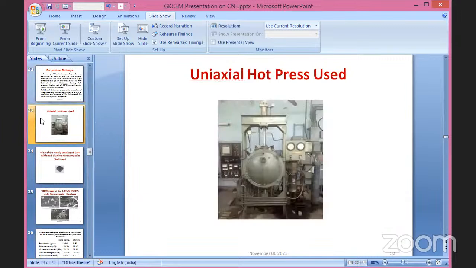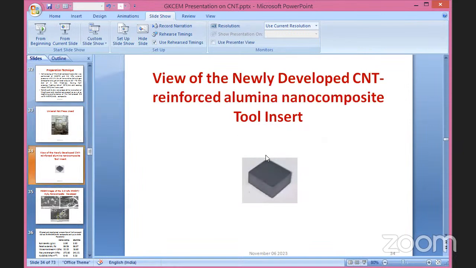This is the hot press unit available at CGCRI Jadavpur. All this pressing is done there. Heating and pressing are done at the same time, and it is a very unique machine. It is not available everywhere. They have it, and ultimately they made this ceramic nanocomposite. After cutting into a typical shape, the insert is 12 by 12 by 4, where 12 is the edge length and 4 is the thickness. That is the basic tool insert we made at CGCRI itself.